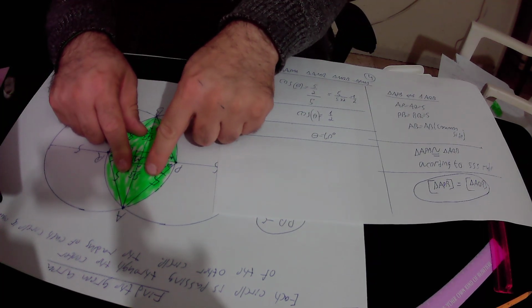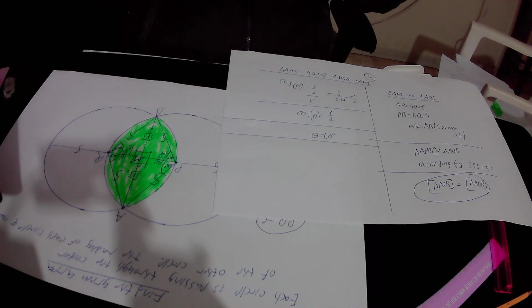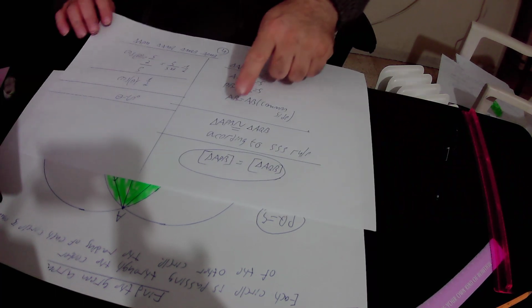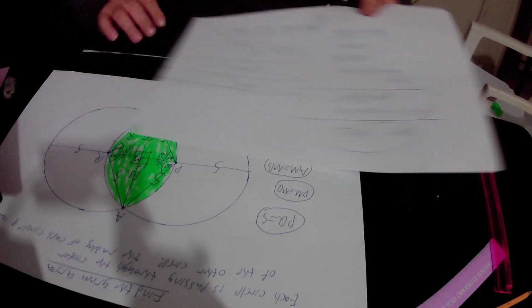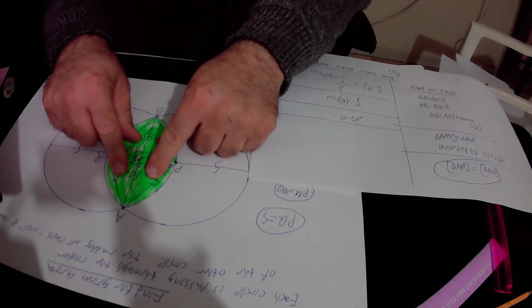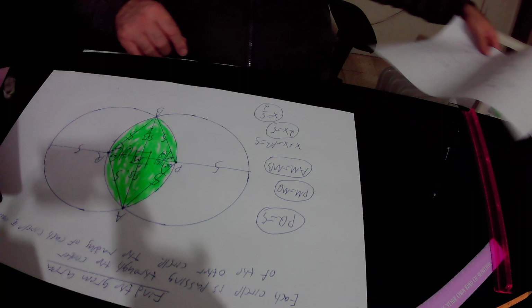From the fact that those two triangles are congruent to each other, we conclude that they also have the same areas. That is to say, the area of triangle APB is equal to the area of triangle AQB.